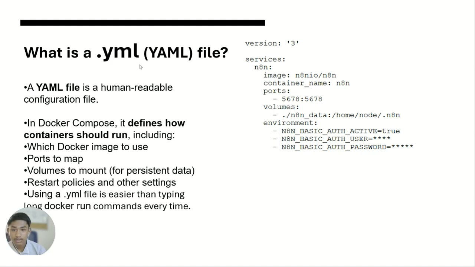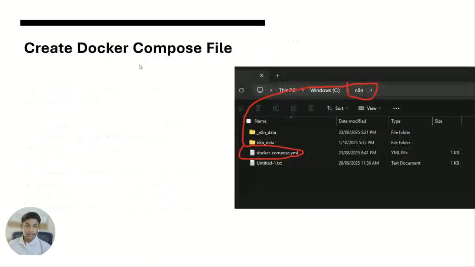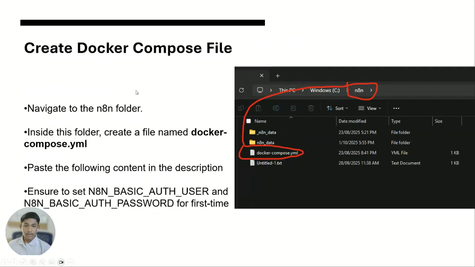So now we are going to be creating the file. Here it's docker-compose.yml. Here it is on my device. I have the content in the description. Just copy paste that content into a file and then set the basic auth user and basic auth password to your username and password for first time login. Ensure you do this before pulling the n8n image, so do it now.